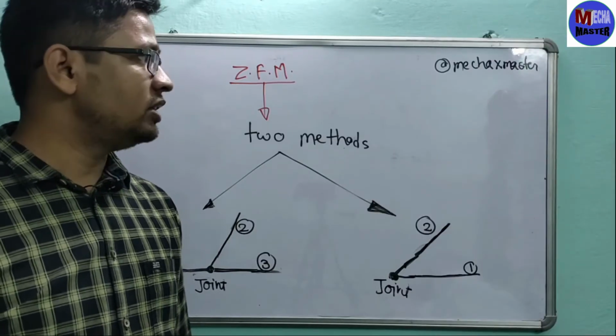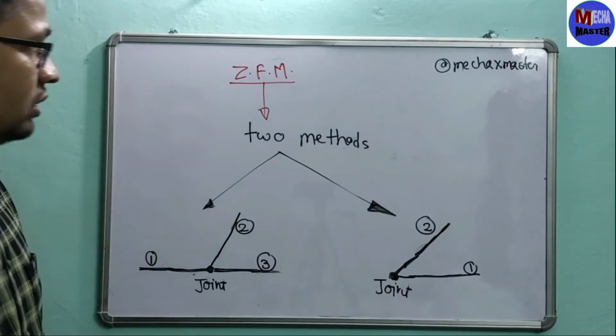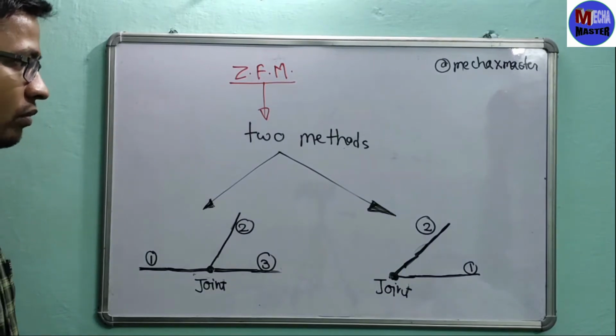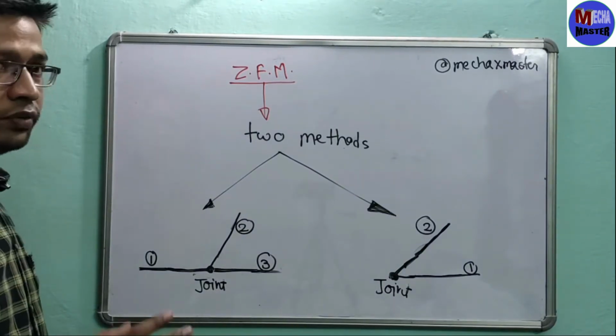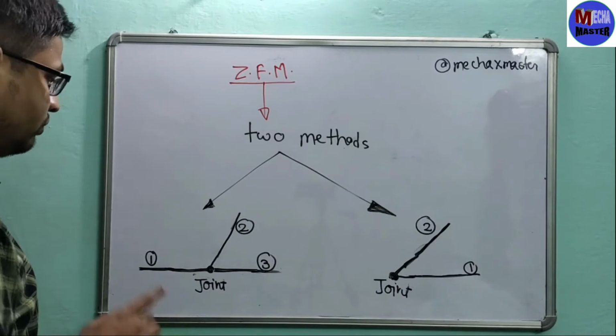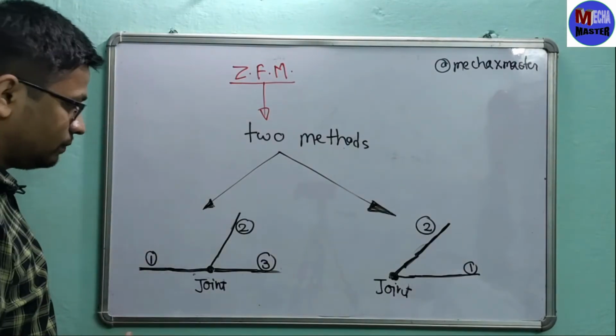Hello and welcome again. In this lecture, I am going to tell you about the zero force member that is very important for the truss question. So basically, there are only two methods to find a zero force member. The first one is when at a joint there are three members attached.